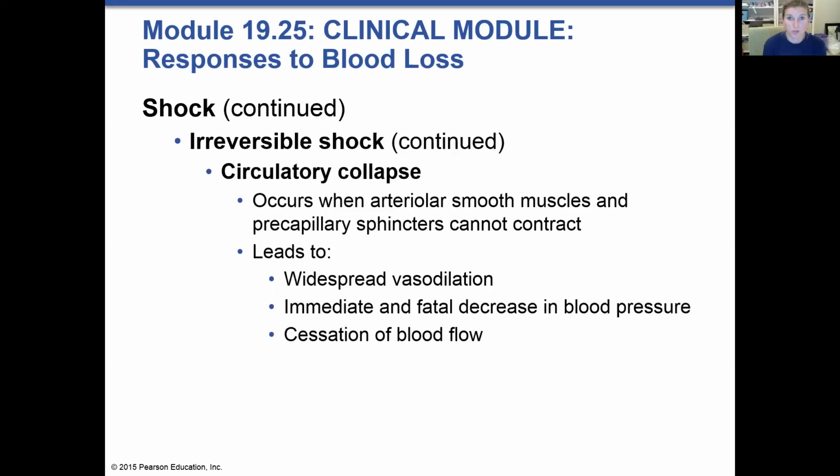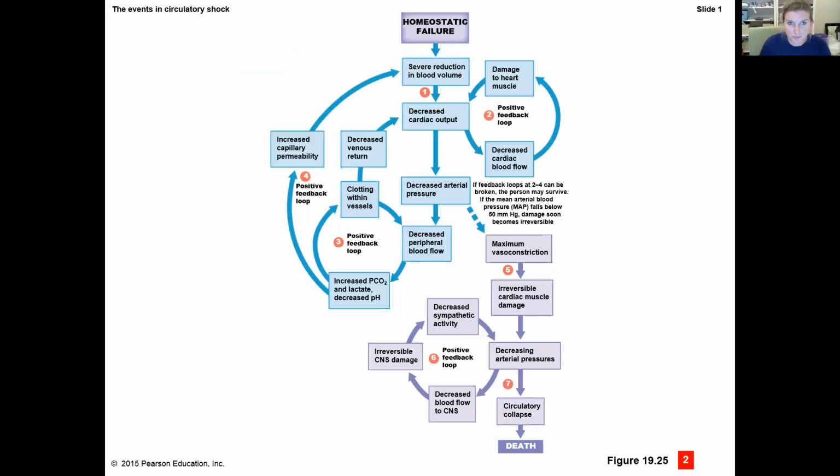This is when the arterial smooth muscles and precapillary sphincters can't contract, so you have widespread vasodilation. Basically, your body is saying, I don't know what else to do. I really need help. This is it. Immediate fatal decrease in blood pressure, cessation of blood flow. That's obviously terminal. So this is the feedback loop that we were talking about.